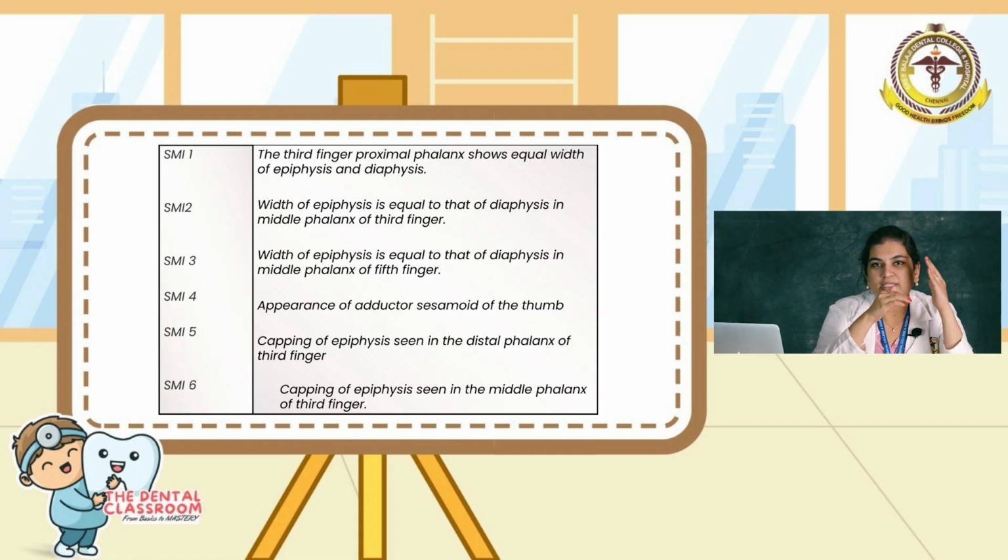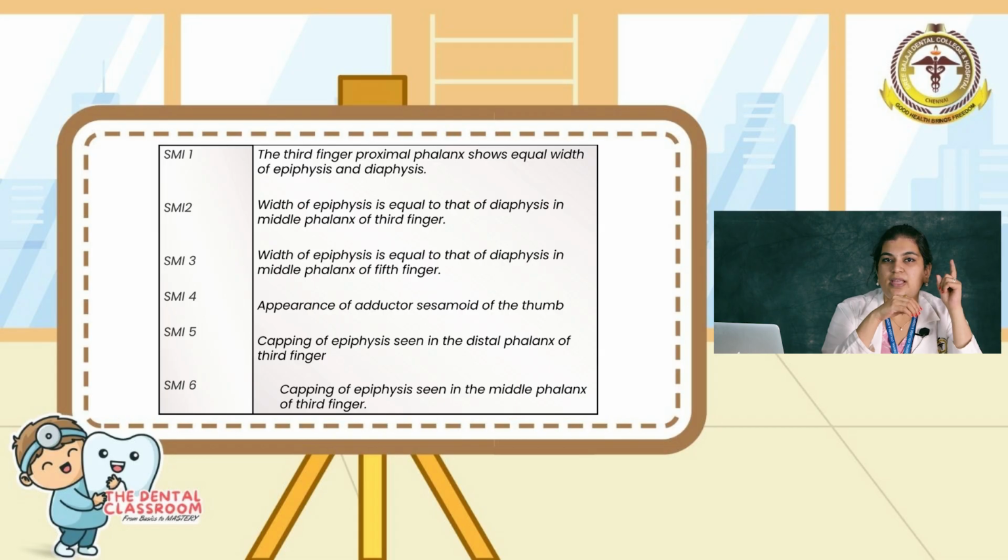Up until this stage, SMI 1, 2, 3, remember the epiphysis and diaphysis were equal in width. In SMI 4, you had the sesamoid making its first appearance. It's not fully ossified, but it's making an appearance. And once you come to 5, we are talking about capping. So initial widths were equal, then you have the capping. In SMI 5, you have the capping of the epiphysis in the middle phalanx of the third finger. In 6, you have the same capping seen in the middle phalanx of the fifth finger. And those two, 5 and 6, correspond to capping.